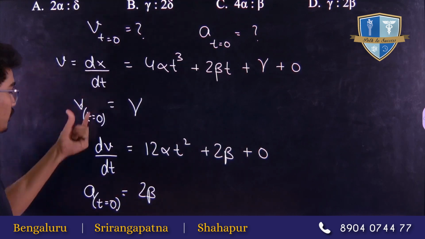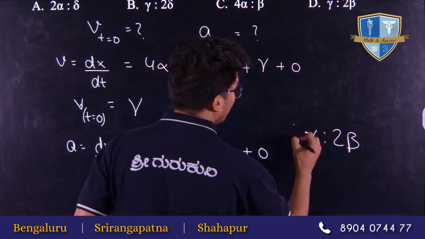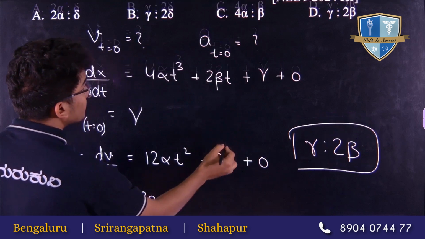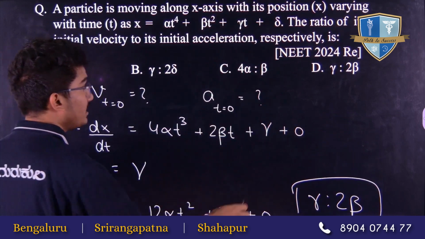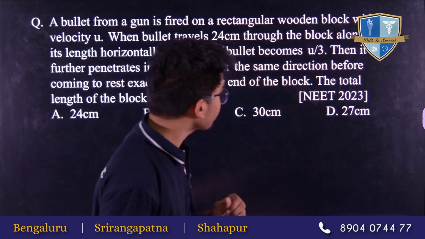Now we need ratio of this two. So ratio of this two will be gamma is to 2 beta. Do we have any option gamma is to 2 beta? Yes, our option D is the correct option. Understood? Now let's see another question.